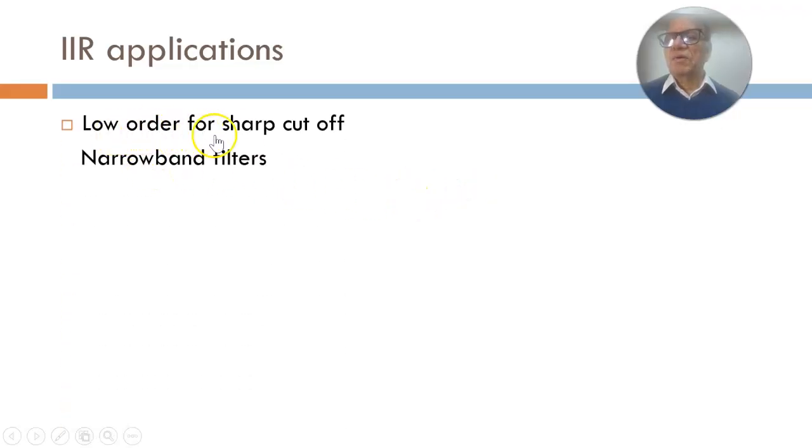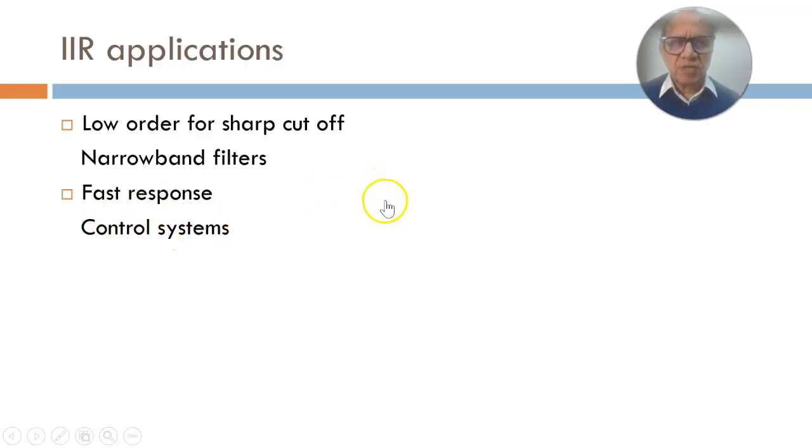So low order for sharp cutoff. So in narrowband filters, wherever the linear phase relationship is not so much important, you will use an IIR filter. Also, in control systems, you often want fast response and nonlinear phase response can be tolerated, then IIR filter will be used.